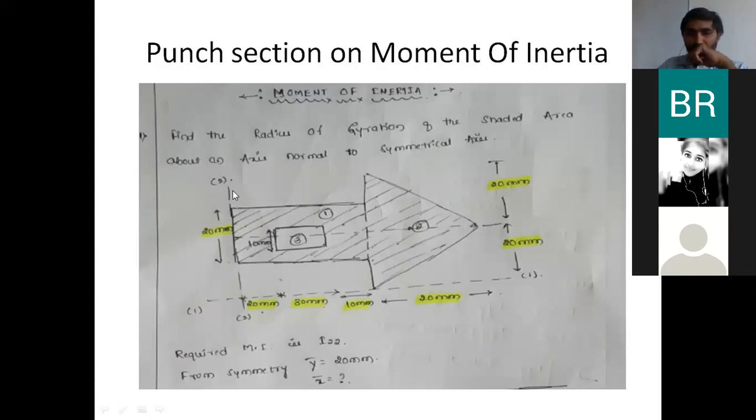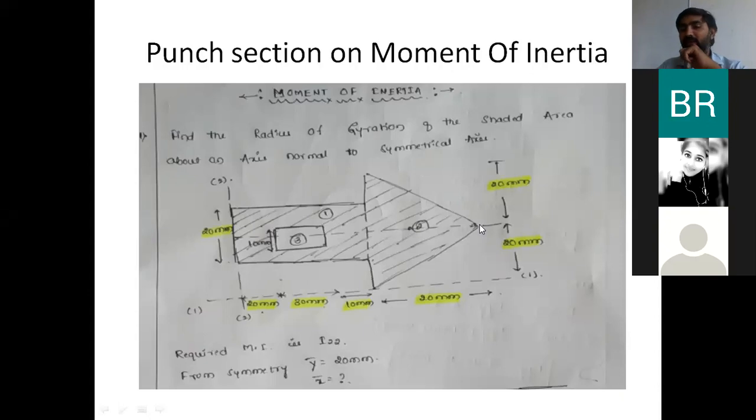The entire figure I have kept in the first quadrant. So whatever your x and y values are, those will be positive values only. There are no negative values involved. And the next one: once you fix the axes, what is it talking about? Find the radius of gyration of the shaded area about an axis normal to the symmetrical axis. This dotted line I am calling the symmetrical axis.